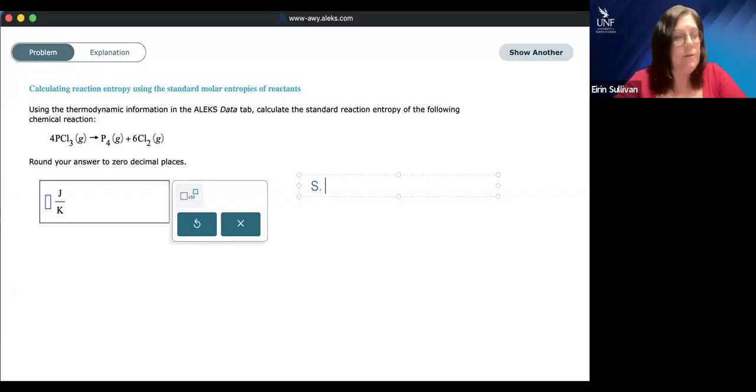So we can define this entropy change as being the sum, however many moles times our standard molar entropy for each product, minus the sum of however many moles times the standard molar entropy of each reactant.